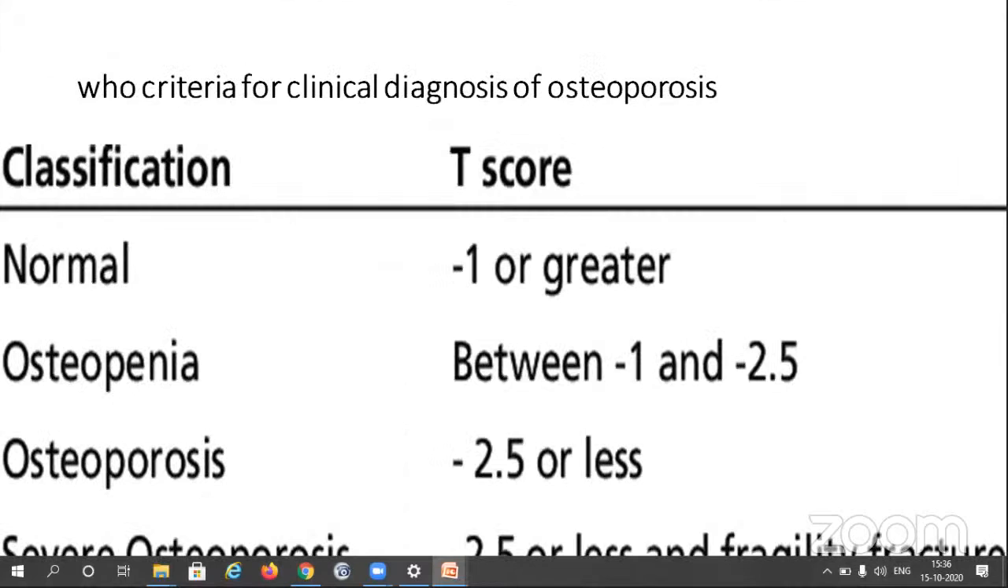WHO criteria for clinical diagnosis of osteoporosis. It is the T score. If it is normal, it is -1 or greater. In osteopenia, it is in between -1 and -2.5. Osteoporosis is -2.5 or less. And severe osteoporosis is -2.5 or less along with a fragility fracture.